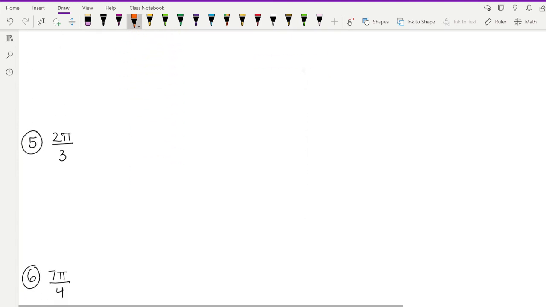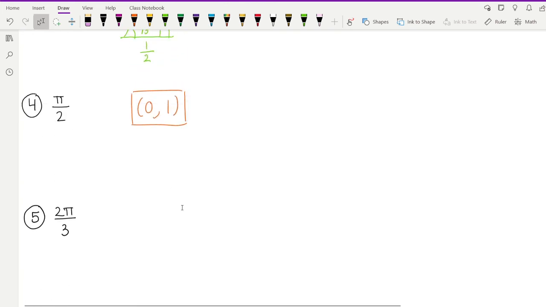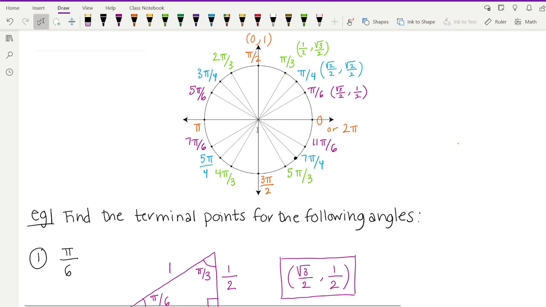Okay, so now we're going to get into quadrant 2, and we'll see that this is where things get a little bit different. I wouldn't say harder necessarily, but there's just a little bit more to think about. So the next angle we're going to be looking at is 2 pi over 3. So 2 pi over 3 is this angle here. So that would be this angle, right? If we were showing the arrow for it.